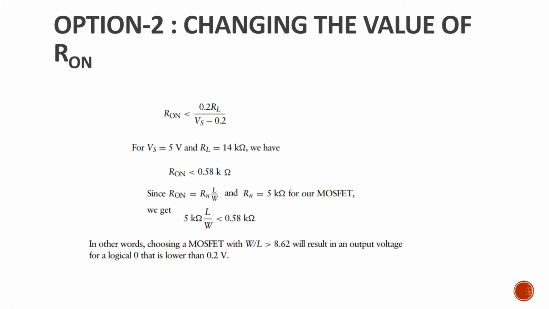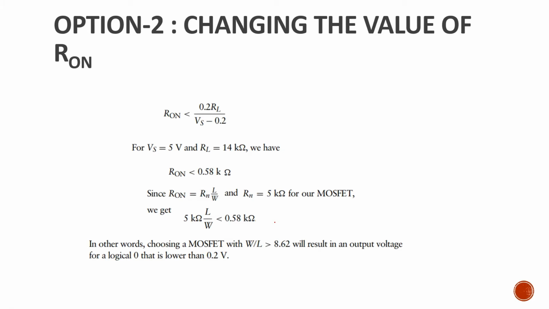So here you can see by taking VS 5 volts, RL 14 kilo ohm, if R on is 0.58 kilo ohm or less than that, then you will get it. Here, our intention is, guys, how you got 0.5 in the mathematics doesn't matter. I want to tell you only one thing. By changing the width and length ratio, W by L ratio, you can change R on. By changing R on, you can fix VOL.